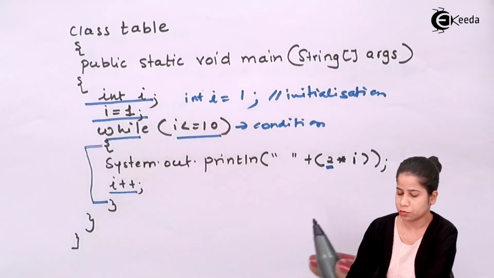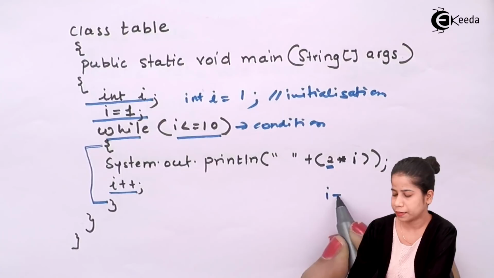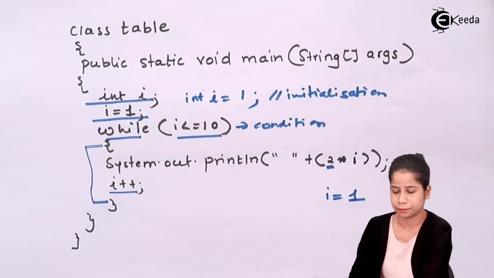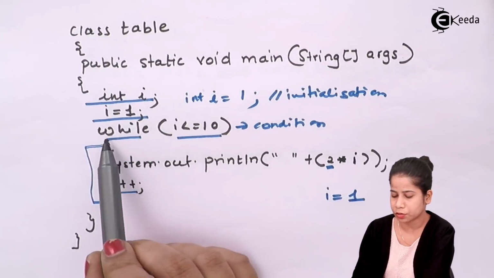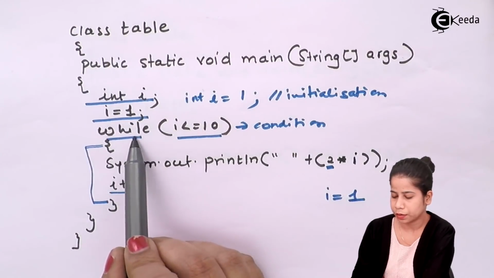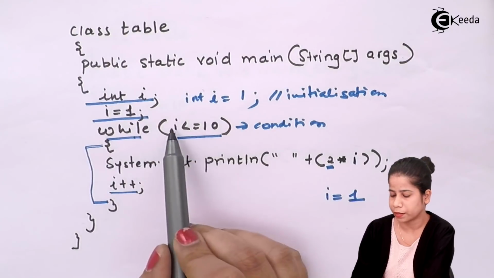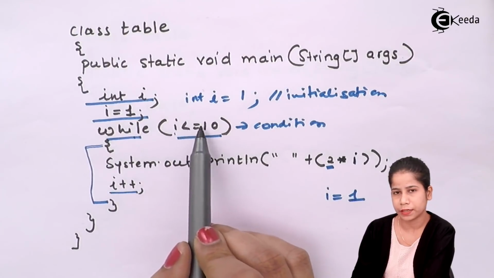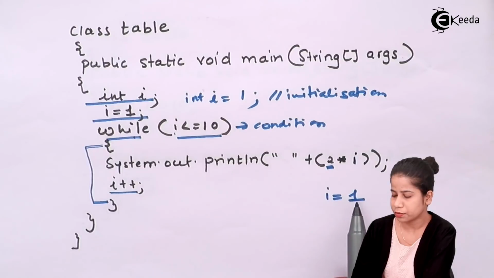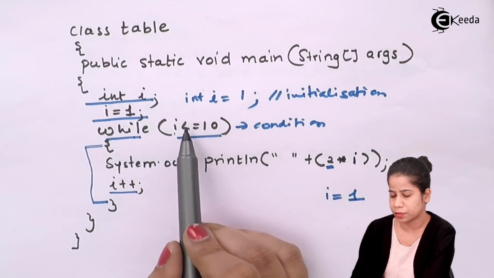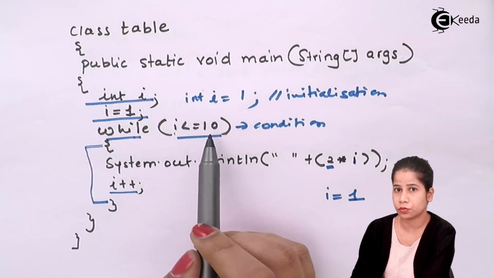Okay, so what is going to happen here? I is being given the value 1. After that, it will go to the condition part. Now the condition is going to be checked. My condition says I has to be less than or equal to 10. So what is the value of I? The value of I is 1, and it is less than 10. So I would say that the condition is true.